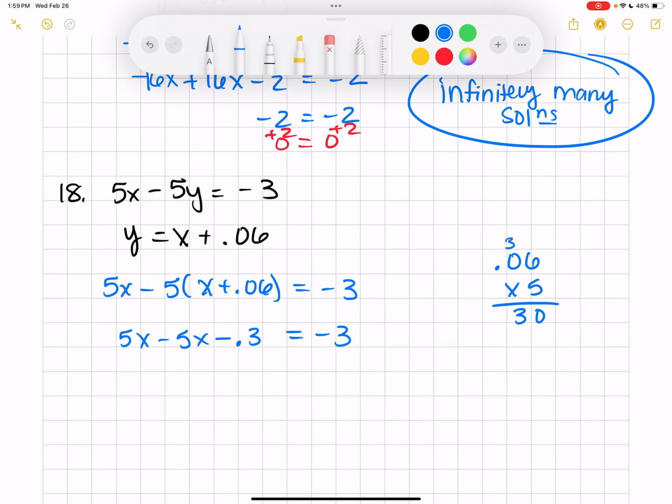Alright, so 5x minus 5x is, so then I have negative 0.3 equals negative 3. I don't think that's true. So what does that mean? No solution. There's definitely a typo in the book because they said it's infinitely many, and those are not the same thing. So they either meant to put that this was negative 0.3, or they have the wrong final answer. One of the two. Anyways, the answer is wrong.